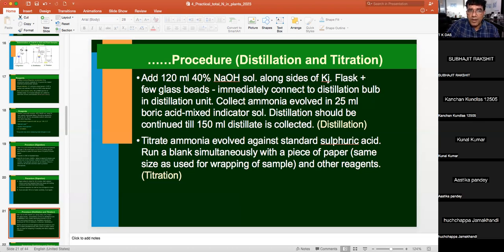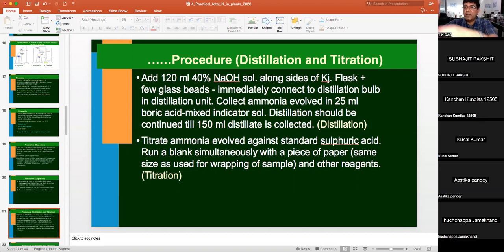Add 120 ml, 40% sodium hydroxide solution along the sides of the Kjeldahl flask and few glass beads. Glass beads are added to avoid bumping. Immediately connect to the distillation bulb. Distillation bulb in distillation unit.